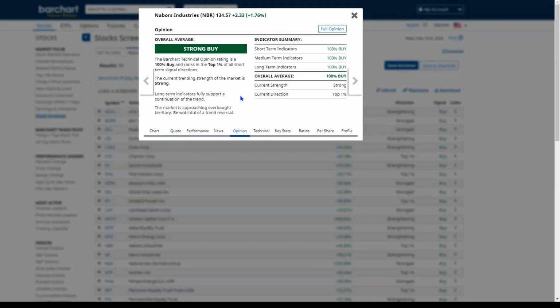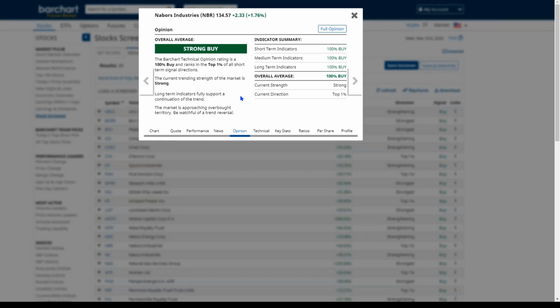Well, it says right here that our opinion is 100%. In other words, all those technical indicators are creating a buy signal. And it ranks in the top 1% of all short-term directions. The current trend strength of the market is strong. In other words, positive momentum. And long-term indicators are supporting the continuation of that trend.